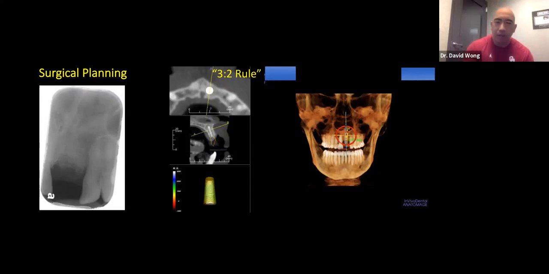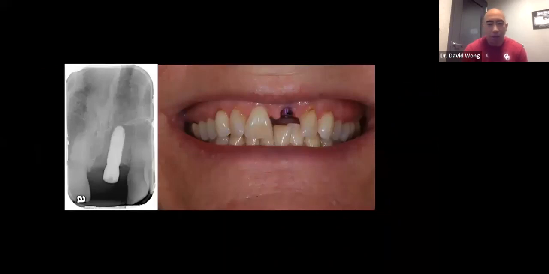So that's the 3-2 rule, and as you can see here, you can see how the implant's significantly placed more lingually compared to the adjacent central incisor. So here we are, flapless placement. From the radiograph, you can see that the periodontal defect has been filled, and this is the facial of the implant after it has been placed.